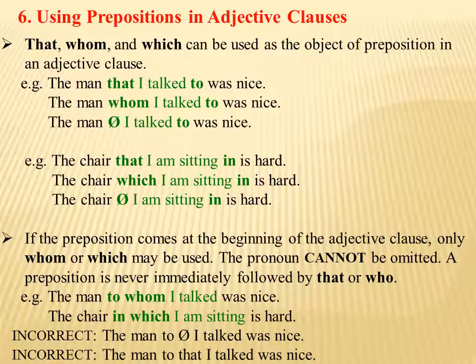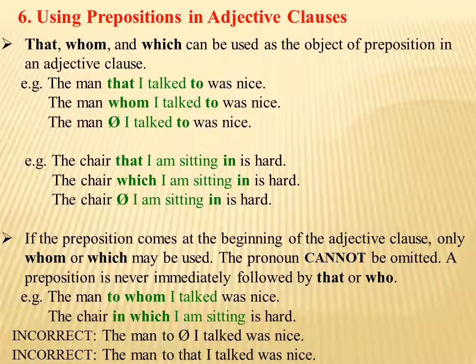Another example, the chair that I am sitting in is hard, with the preposition in. The chair which I am sitting in is hard, or the chair I am sitting in is hard. Now guys, if the preposition comes at the beginning of the adjective clause, only whom or which may be used. The pronoun cannot be omitted. A preposition is never immediately followed by that or who.